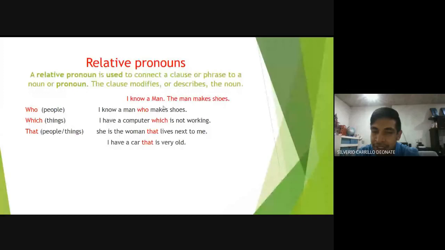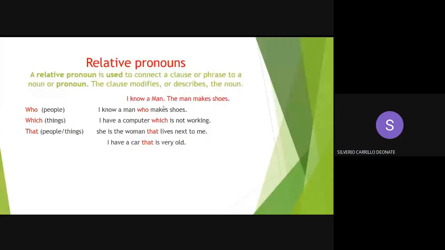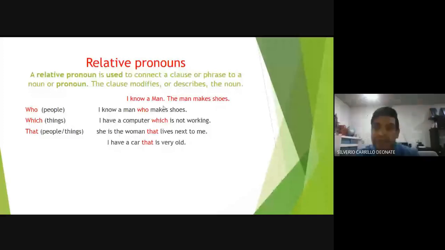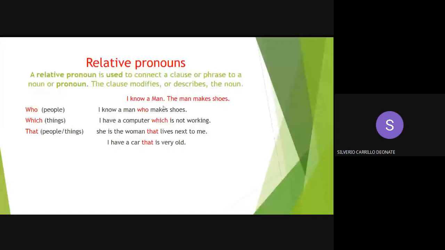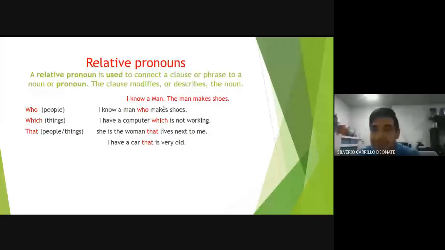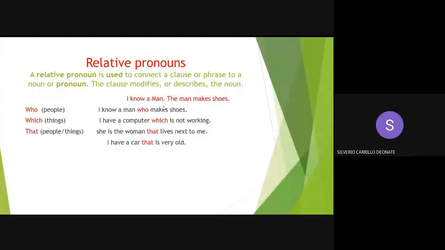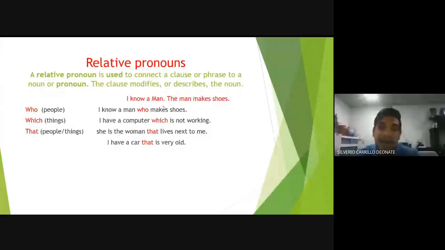Okay? The same is going to happen with which, in that I have a computer. Tengo una computadora. And if we separate the sentence, we need to say, I have a computer first. The second should be, tenemos primero, tengo computadora, y la segunda sería, la computadora no funciona. It is not working. And again, in order to avoid the repetition of the word computer, para evitar la repetición de la palabra computadora, we're going to say, I have a computer which is not working. Tengo una computadora que está trabajando, que no está funcionando como tal. ¿Ok? Y entonces, which cumple el parámetro de que lo usamos para cosas.